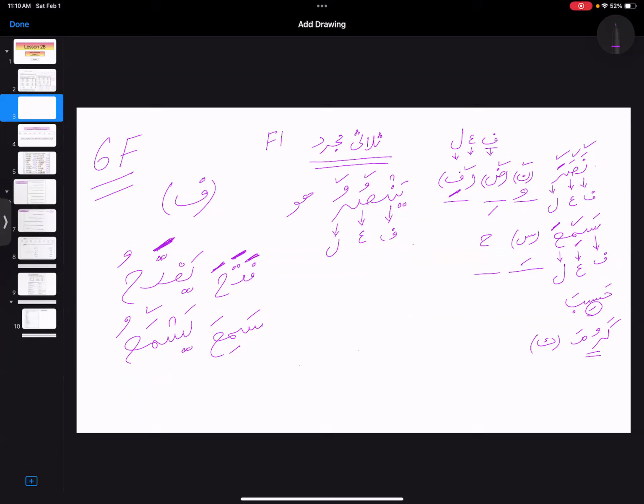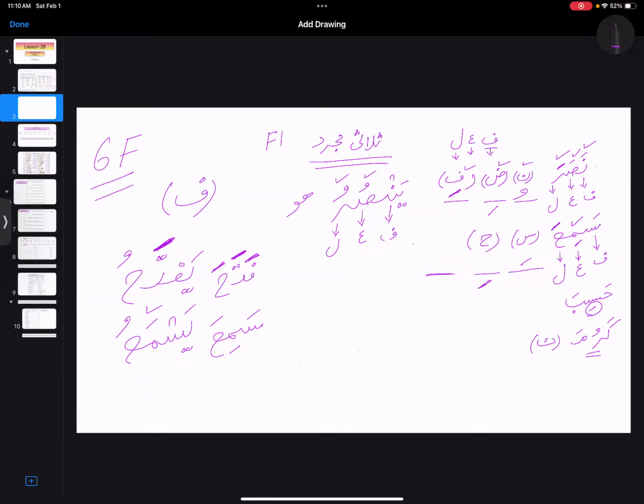But when we are talking about the Bab Hasiba, it is basically going to take a Kasra. So Bab Hasiba will be Yahsibu. If it is Yahsabu, then it is not Bab Hasiba, rather it is acting like a Bab Samia. And what else? Bab Karuma, Yakrumu.